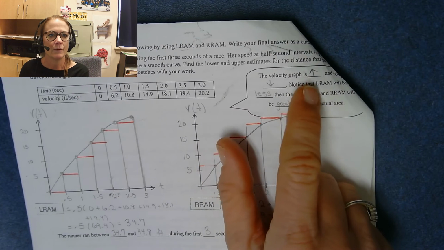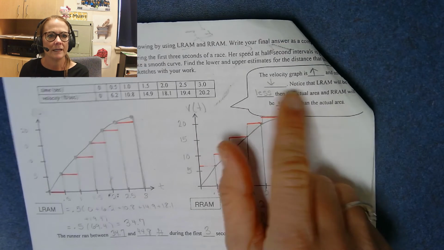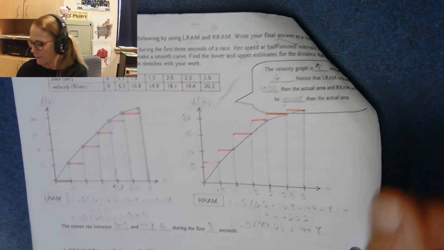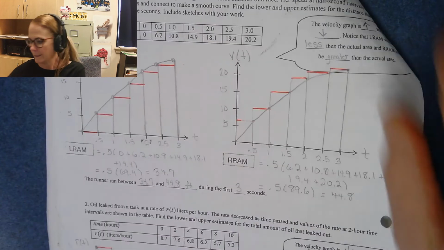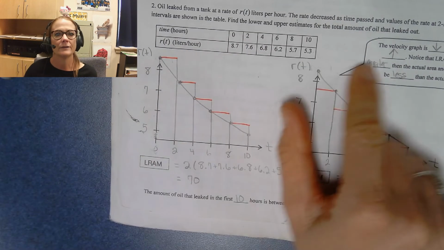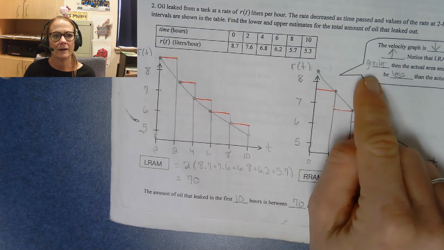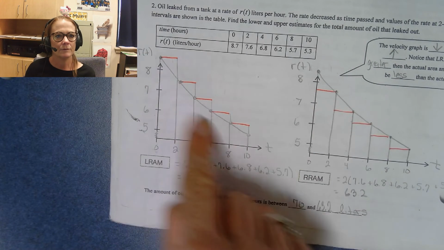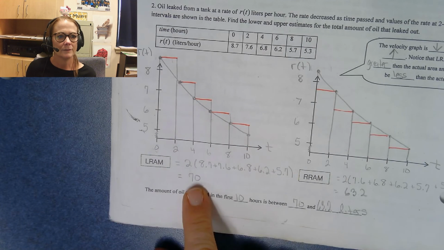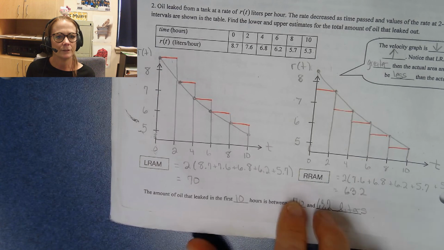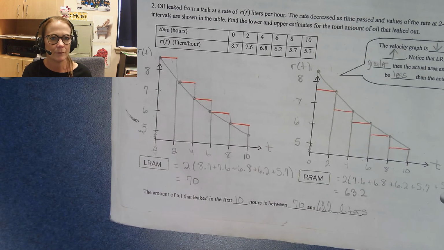So the velocity graph is increasing and concave down. Notice that the LRAM is less than the actual area and the RRAM is greater. So there's that one. And on this one here, notice the velocity graph is decreasing with concave up, so the LRAM now is greater and the RRAM is less. So hopefully your graphs look like this. This was computed out to be, for the first 10 hours, somewhere between 70 and 63.2.